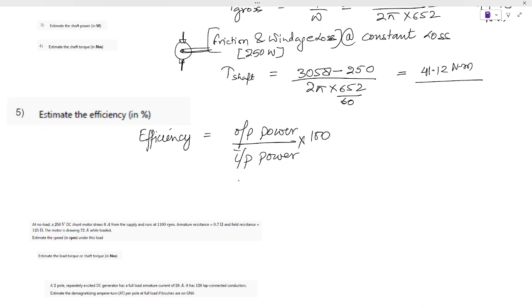Okay. Let me check. Output power is that which is available at the shaft after subtracting the losses. So this minus 250, that is output power is 2808. What is the input power? Input power is 150 into 24 amperes into 100. Okay, right, this is 78%.